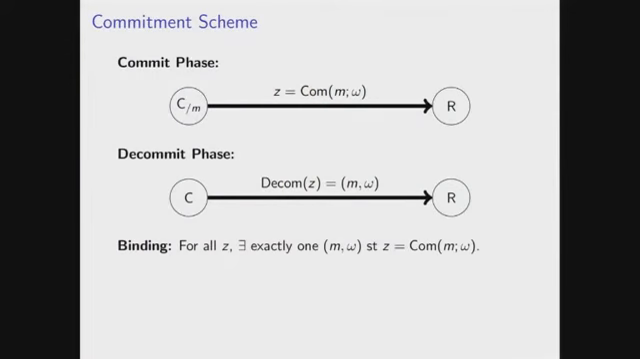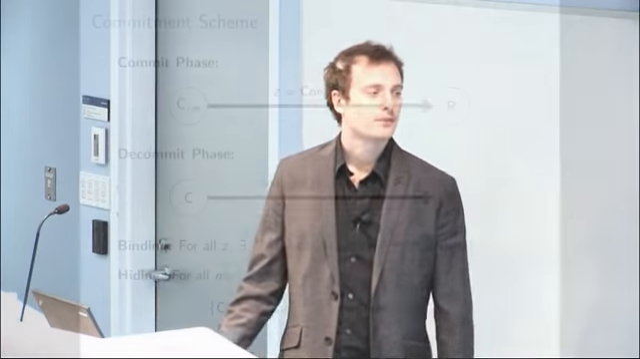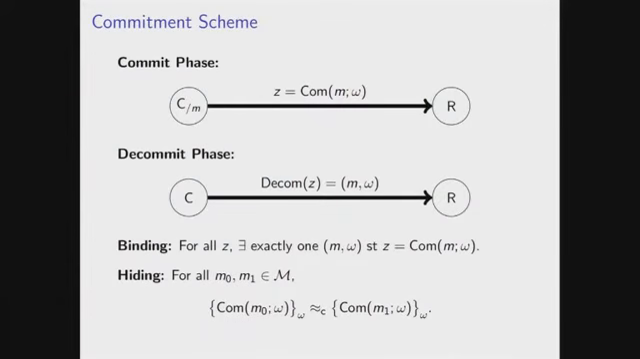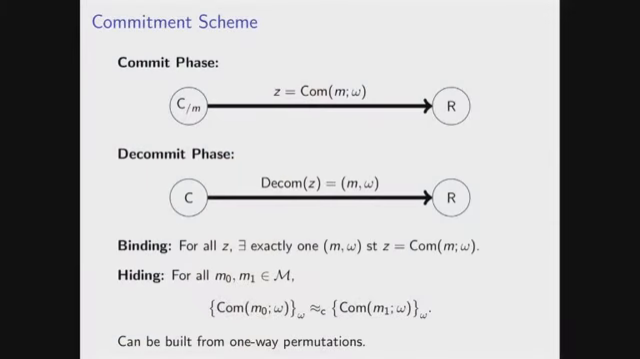And the security properties that you want are binding, which says that no matter what string he sent in the commit phase, there's exactly one way to open it. And hiding, which says that until he does decide to open it, just the string Z reveals no information to the receiver about the message. There are different ways to formalize these exactly. What I've written down is non-interactive, perfectly binding commitment, and you can build it from one-way permutations.